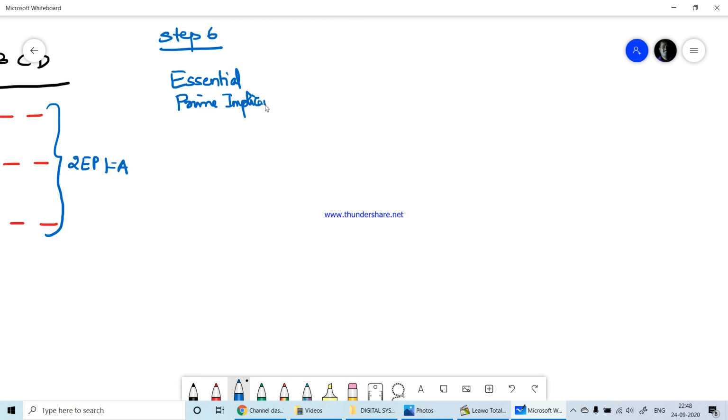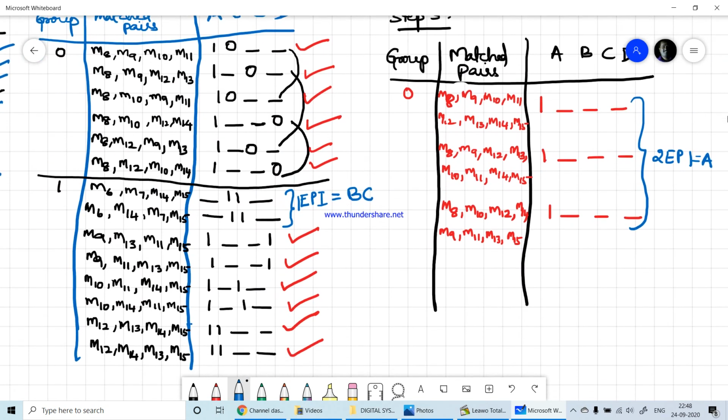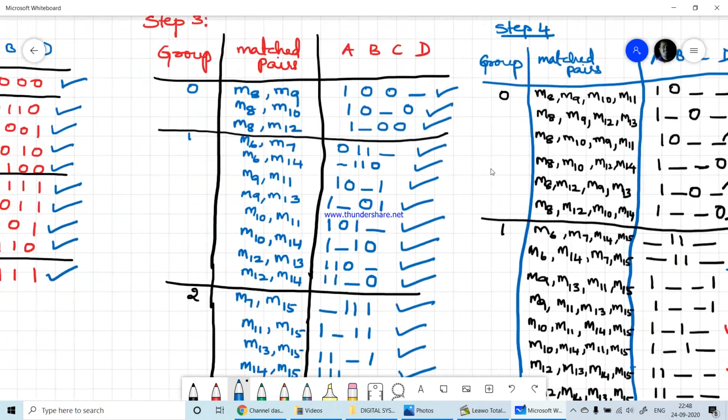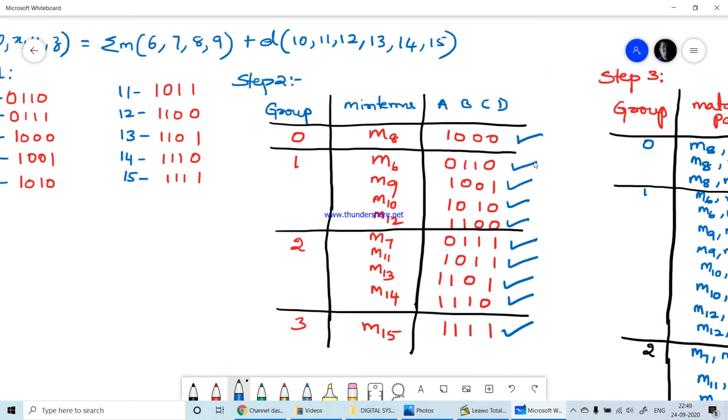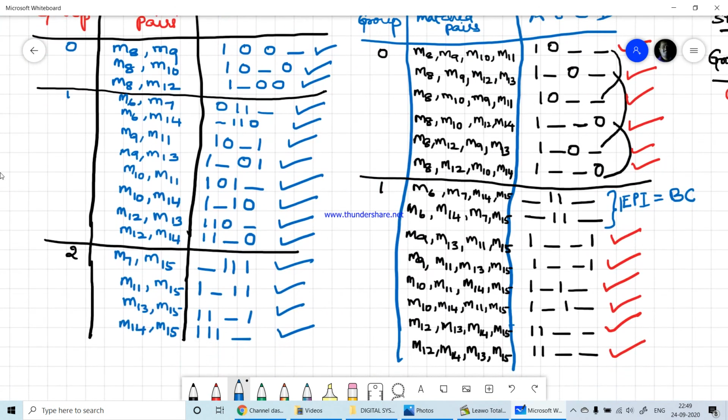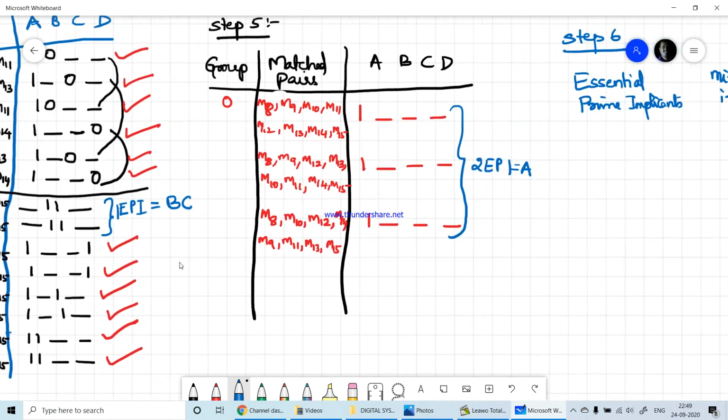Then we will have the minterms involved, and we'll mark only those minterms which are not present in the don't care. So if you see the question, we'll come to know which are the minterms. 6, 7, 8, 9 are the only minterms which should be considered, and we eliminate the don't care terms.